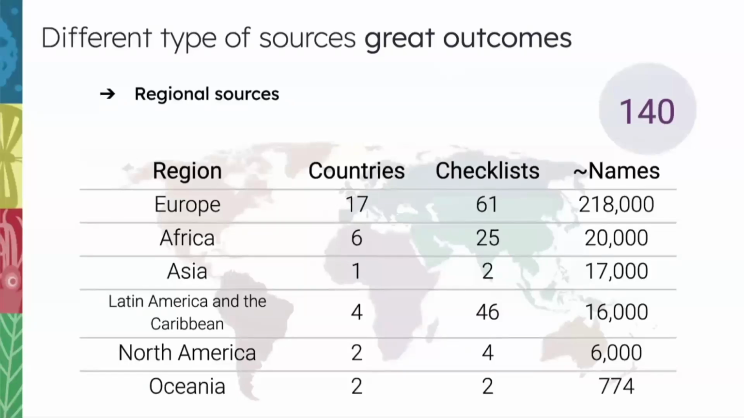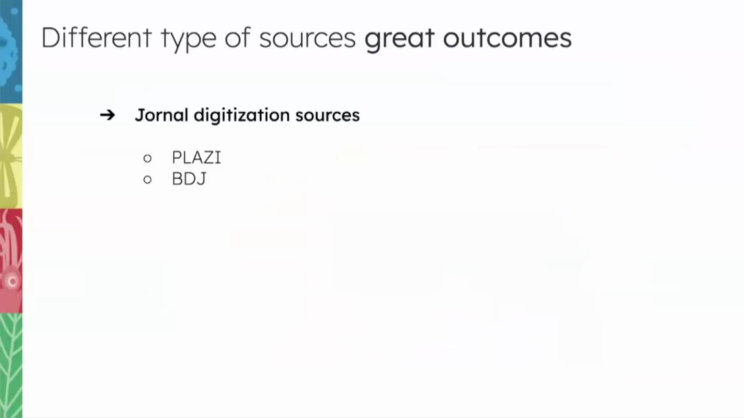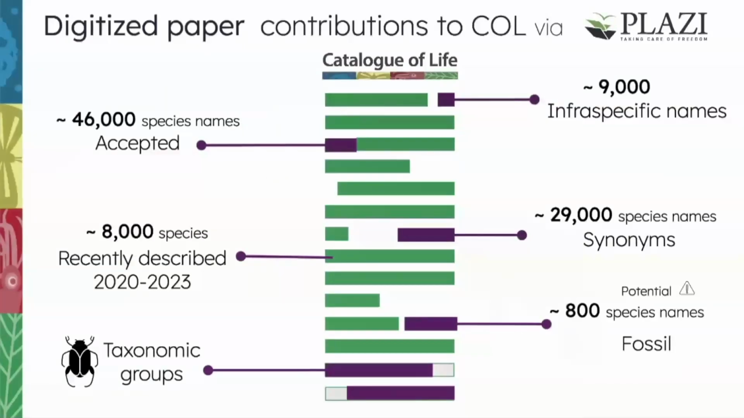Then we have sources like Plazi and Biodiversity Data Journal that are allowing us to have more information very quickly. And here I'm going to focus on Plazi, because Plazi is providing 20,000 lists. There are lists that sometimes provide one or two names, but this information adds up and is helping to close all the areas of gaps that I was showing before. So it's now providing 9,000 infraspecific names, 20,000 synonyms of species names, and also adding 8,000 recently described species. These are species described between 2020 and 2023.